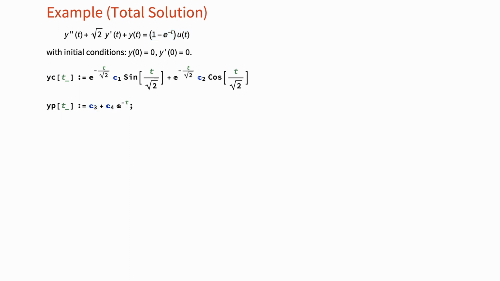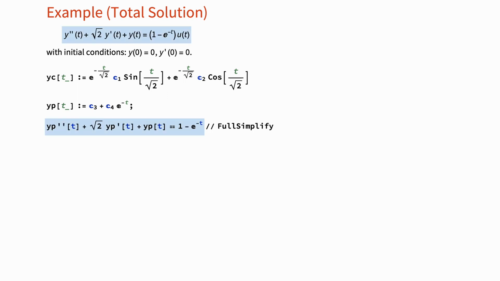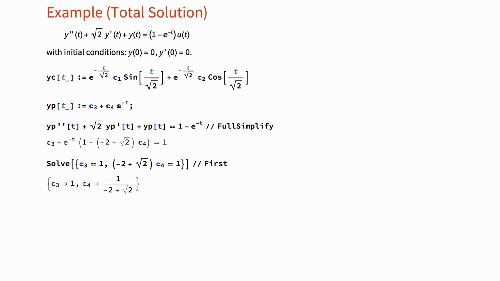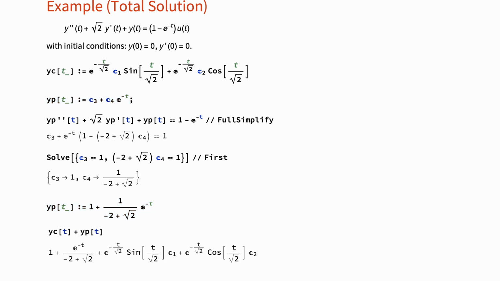We now let the solution satisfy the differential equation by substituting it into the differential equation. And this gives us two new equations. If you look, coefficients of e to the power minus t on the left-hand side must be equal to 0, and c3 must be equal to 1, the constant value on the right-hand side. And so we now have the particular solution as shown here. And the total solution will be the sum of these two solutions.